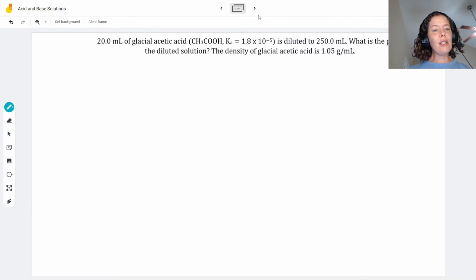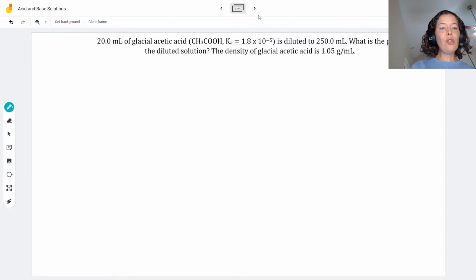So this one says 20 milliliters of glacial acetic acid, and they give us the formula and the Ka, diluted to 250 milliliters. What is the pH of the diluted solution? And they give us the density of glacial acetic acid. The thing that you have to assume, and this problem didn't specifically say this, is that glacial acetic acid is pure acetic acid. So this is really a density problem to then get to concentration.